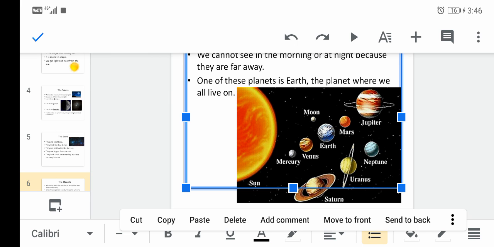Mercury, Venus, Earth, with its beautiful colors, the blue and the green, the blue for the oceans and the green for the land, as we have learned previously that Earth consists of land and water. Mars, Jupiter, Uranus, Saturn, and Neptune.